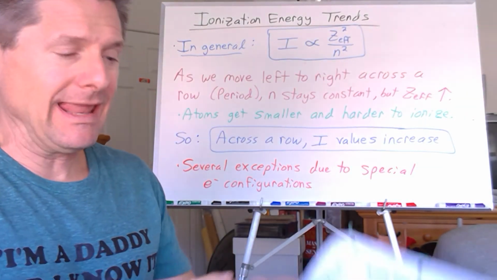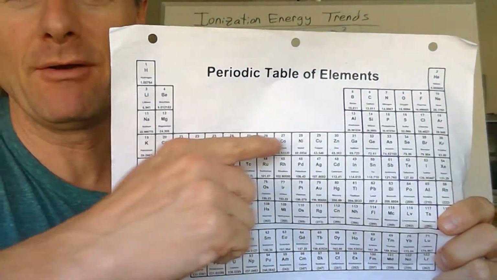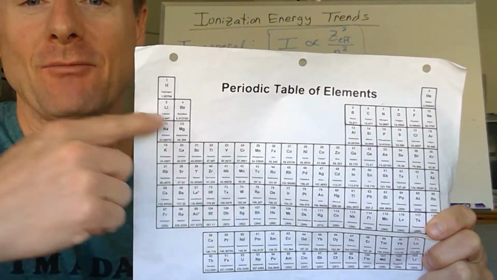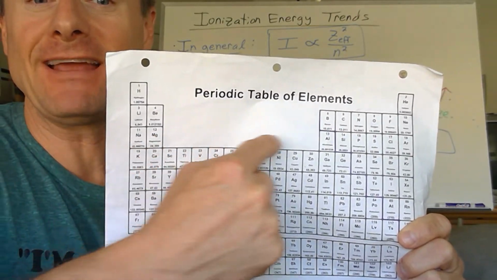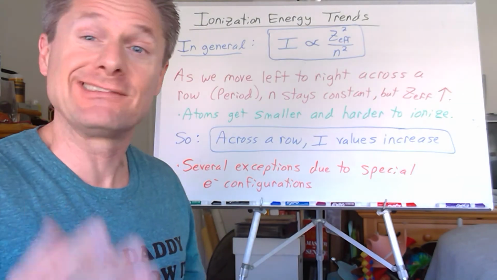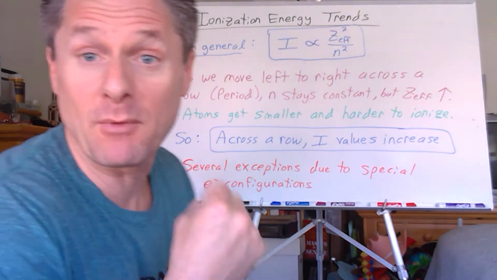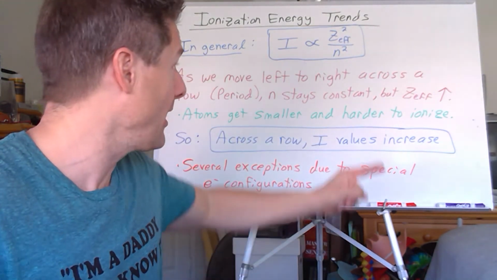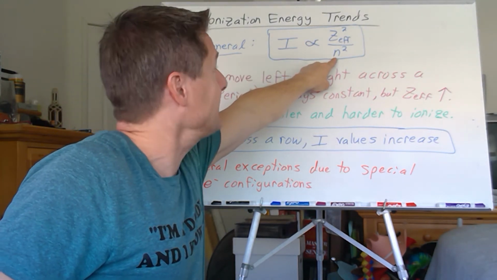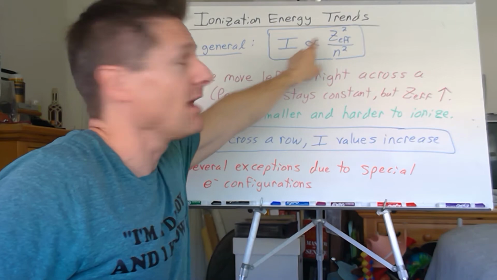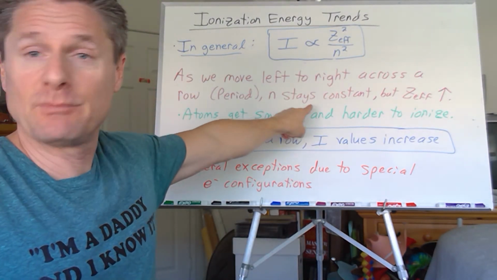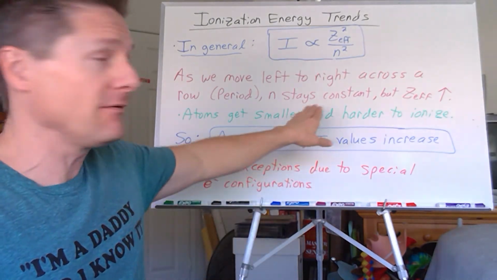All right, going left to right across a period or a row, we know the N value is the same, right? N is constant, but Z effective is increasing because the electron shielding due to the extra electrons doesn't quite cancel out the increasing number of protons in the nucleus as you move left to right. And you can also see it here. If N is constant, Z effective goes up, I is going to go up as well. So as you move left to right across a period, N is constant, Z effective goes up.